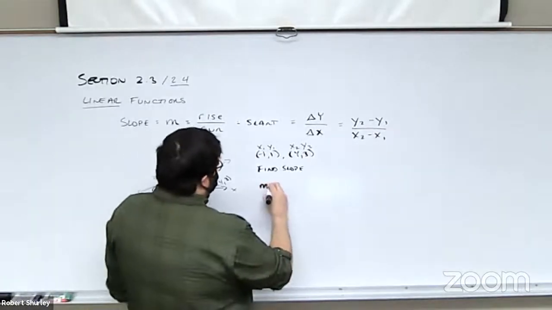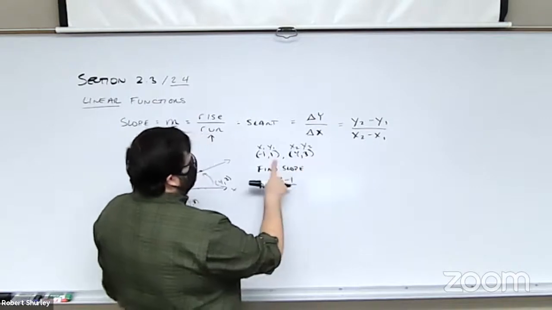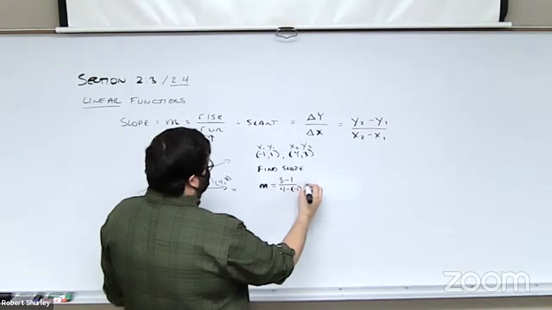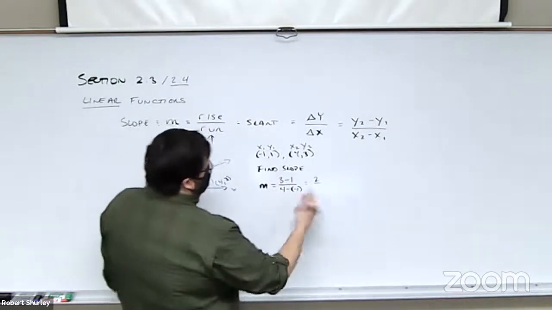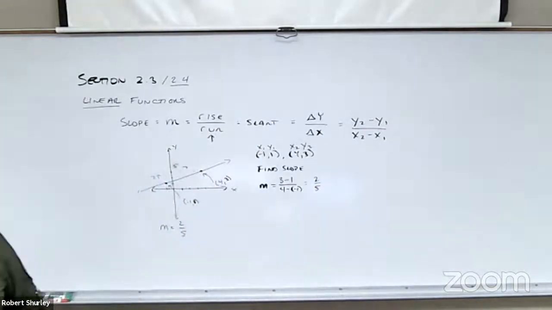Well, m equals 3 minus 1, right? y2 minus y1 over 4 minus a negative 1. Well, 3 minus 1 is 2, right? 4 minus a negative 1, that's 5. Boom. We got the same exact answer, right?